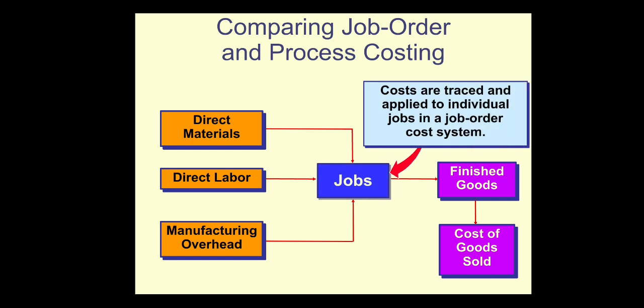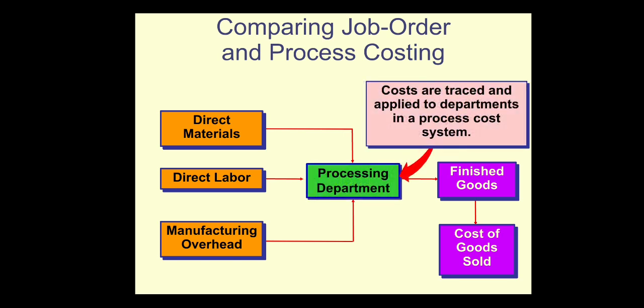Okay, for job order costing, when you want to calculate the cost per unit of a product, it means that you want to calculate the cost for the job. Remember, last week you learned that to calculate cost for a job, the basic formula is direct material cost related to the job plus direct labor cost related to the job plus manufacturing overhead cost related to the job. When the job is completed, you record the total cost, and that is the cost of goods sold for the job.